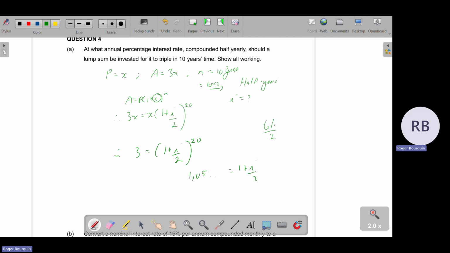Now what? Minus 1. And then times by 2. And you get 0,1129, am I right? Yes, the i is equal to 0,1129, which is 11,29%. Did you find it? We're happy with that? Yeah.